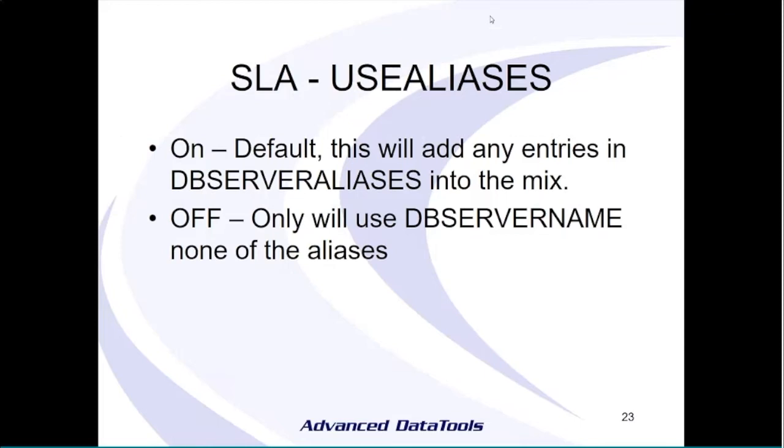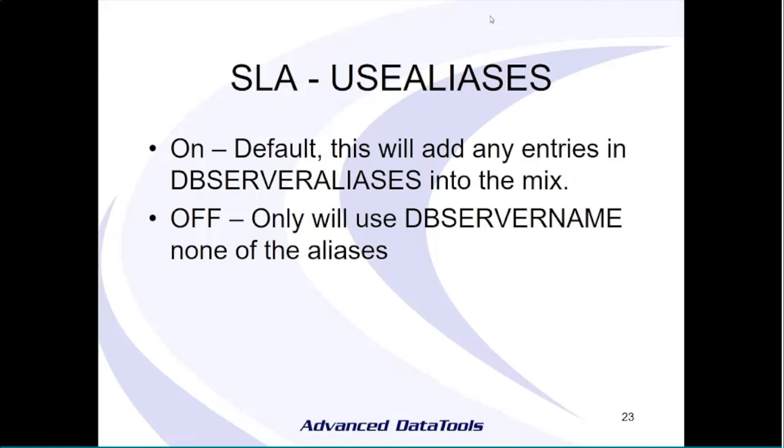The next one, and this is an under-documented feature in my opinion, is use aliases. This is another flag on the SLA connection. By default, it's on. I have found many cases where I really want to turn it off. The reason being is what will happen is by default, when you connect out to the remote servers, it'll query their SQL hosts and pull every connection they know about. Problem is, this will pull every connection they know about.